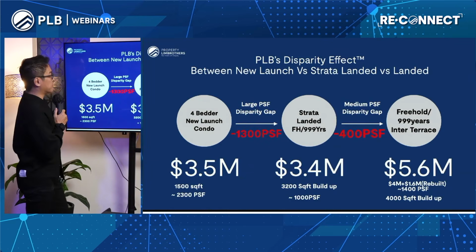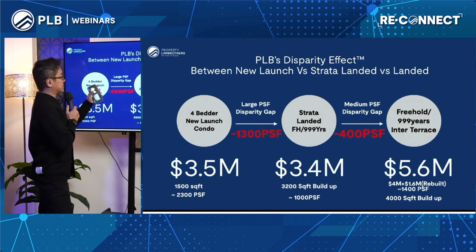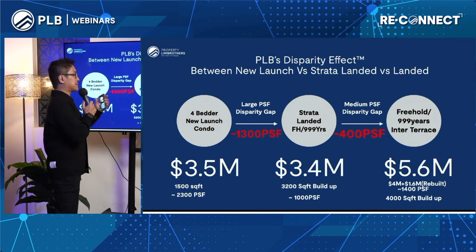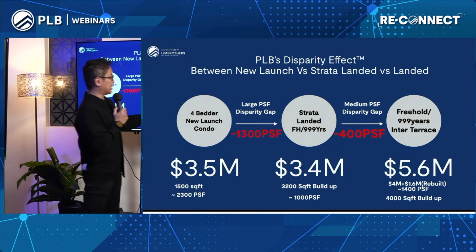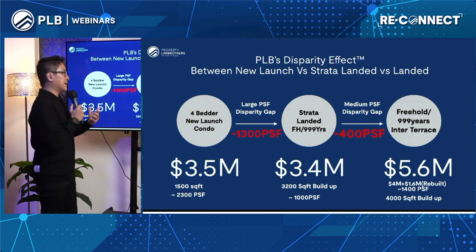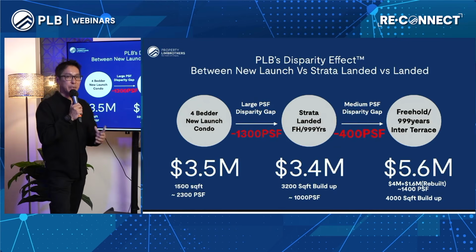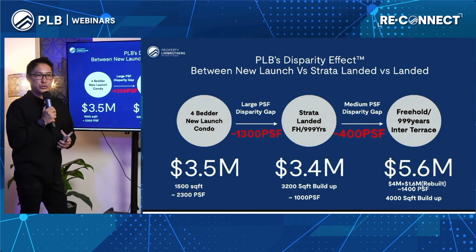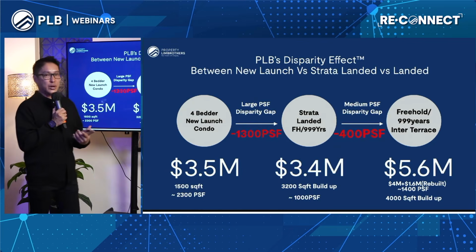And of course, if you look at the disparity effect that we have here for new launch versus strata landed and landed property, these 3 sectors are moving pretty aggressively, especially the landed area. There are a lot of transactions being done at this current moment, right? So if you look at the different types of property that you can buy for a particular price, for example, at 3.5 million, you'll be looking at a new launch condo for a 4-bedder, and size-wise it will probably be about 1,200 to 1,500.